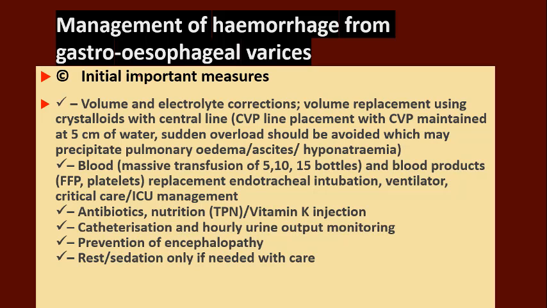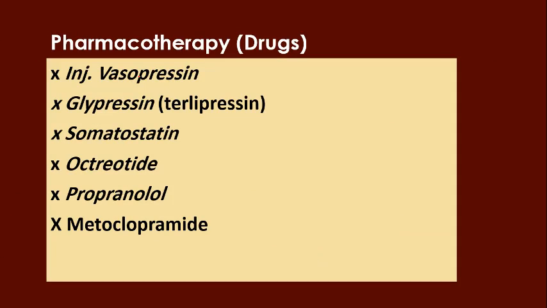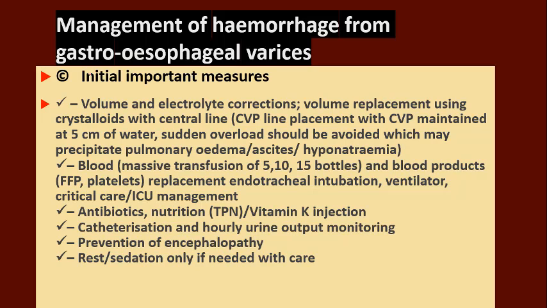How do we control acute bleeding? We have initial important measures. We have to ensure adequate access by two large bore intravenous lines, fluid infusion, cross match of blood, and blood products should be prepared.